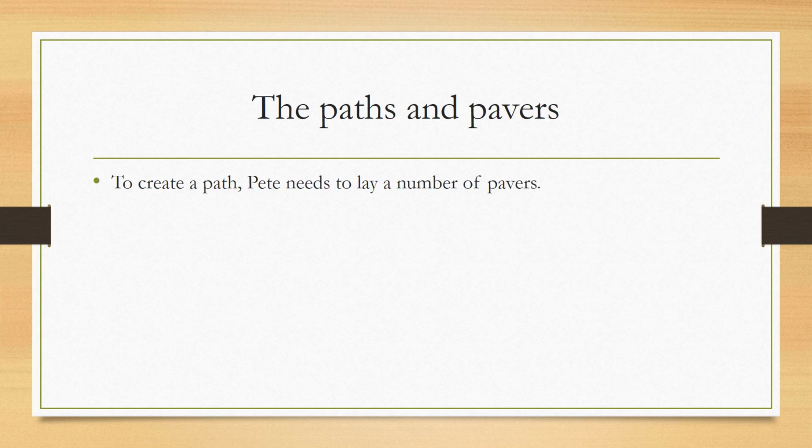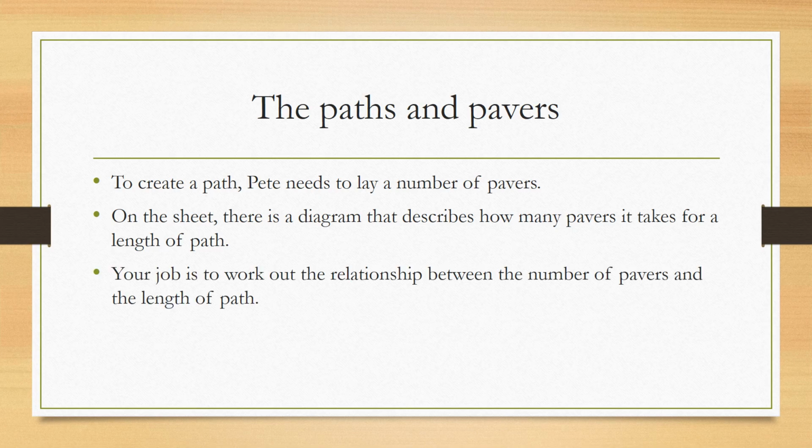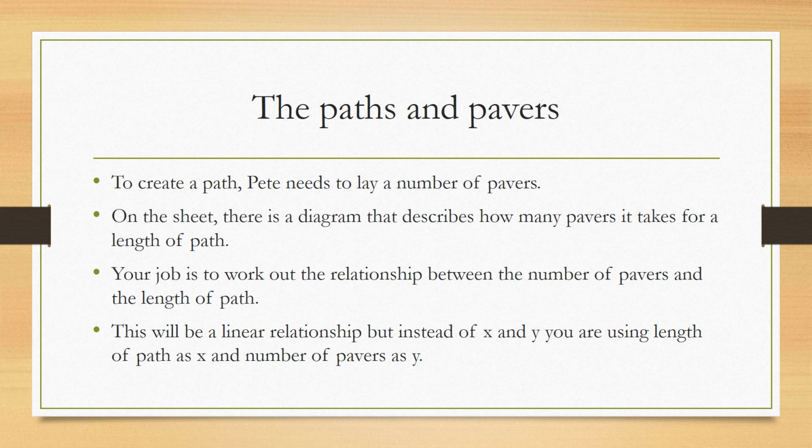To create a path, Pete needs to lay a number of pavers. On the sheet there are diagrams to show you how many pavers it takes for each length of path. Your job is to work out the relationship or the pattern between the number of pavers and the length of the path. This will be a linear relationship, a bit like we've done in the past, but instead of using x and y, you're going to be using the length of the path instead of x and the number of pavers instead of y.